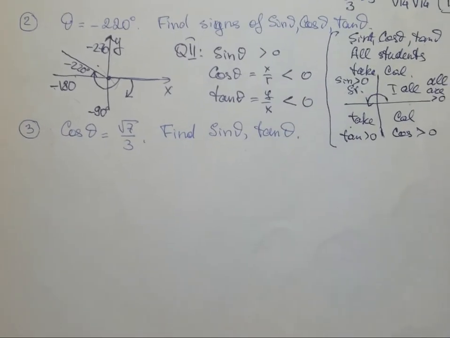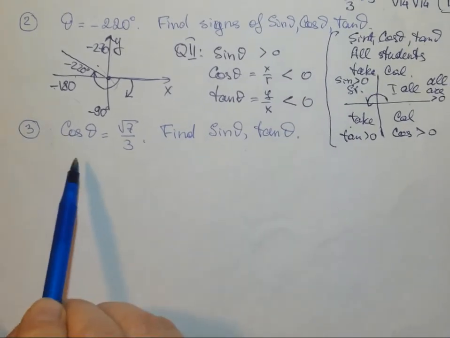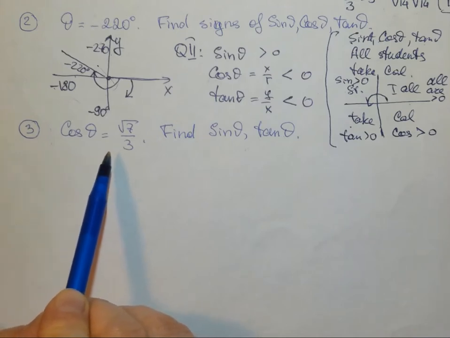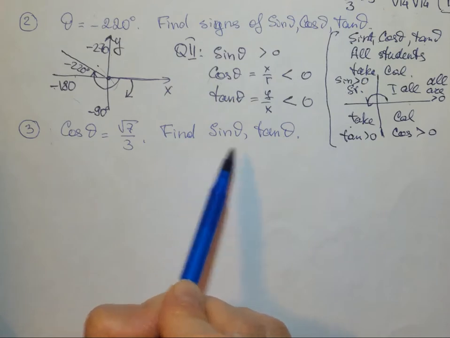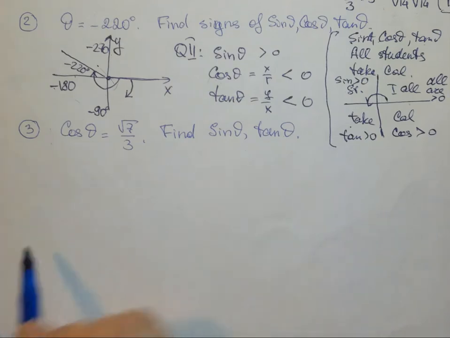And the next problem: cosine of theta equals square root of 7 over 3. We want to find sine of theta and tangent of theta.